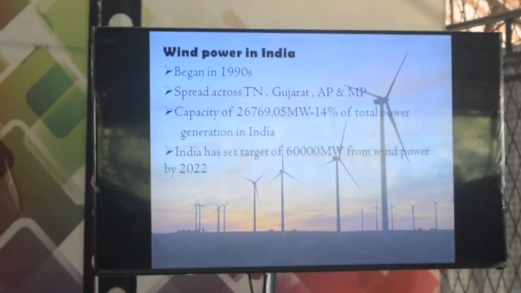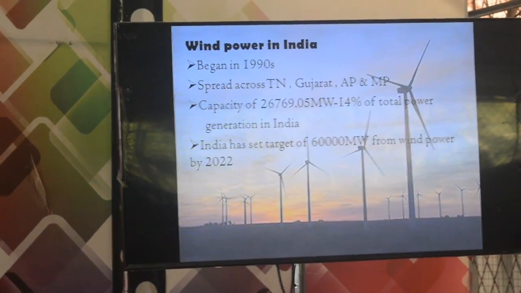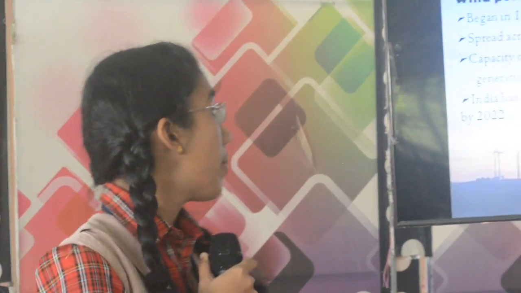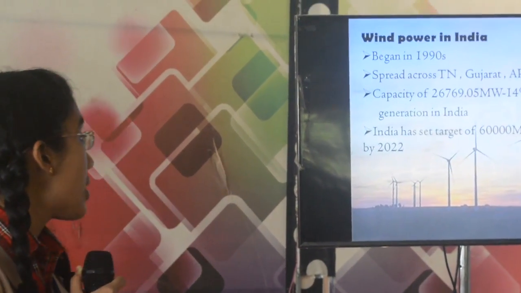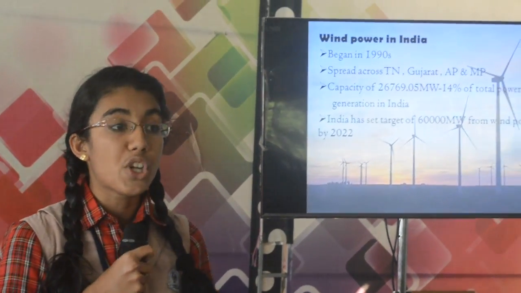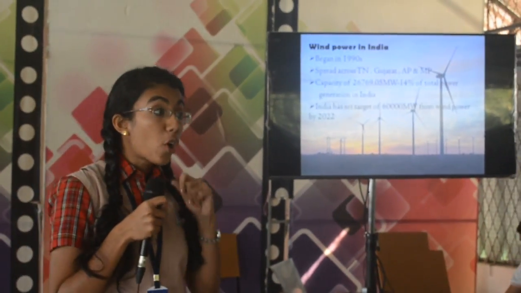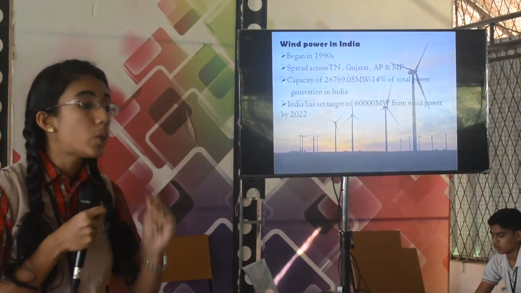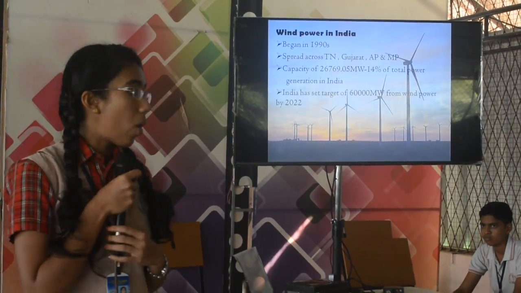In India, we started harnessing wind power around the 1990s, and these wind fields have spread across Tamil Nadu, Gujarat, Andhra Pradesh and Madhya Pradesh, and now it has an installed capacity of some 26,769 megawatts, that is 14% of total power generation in India. But we have good potential for wind power in future, that is, by 2022 we can generate some 60,000 megawatts from wind power.